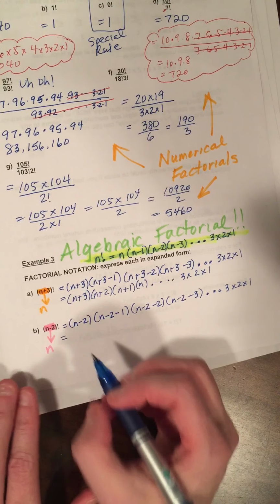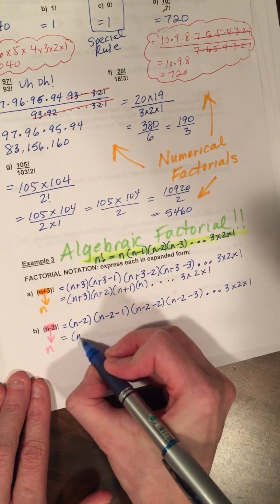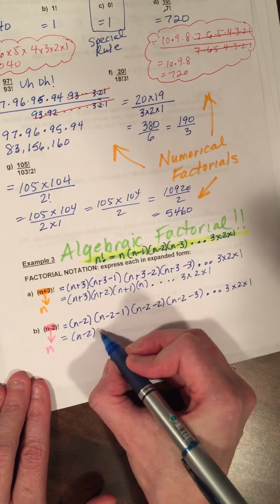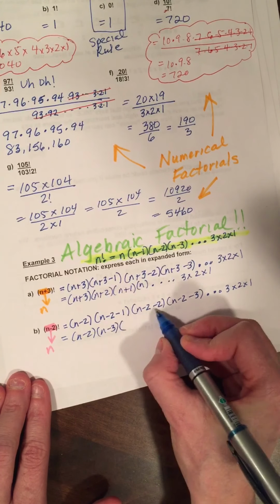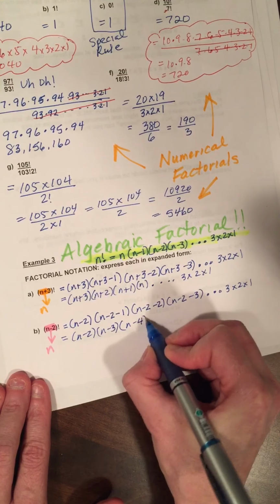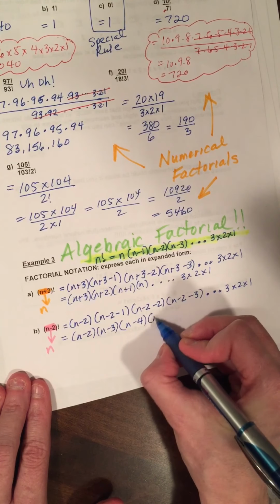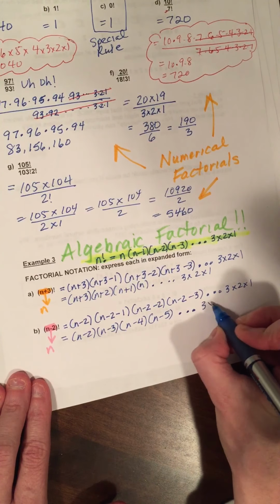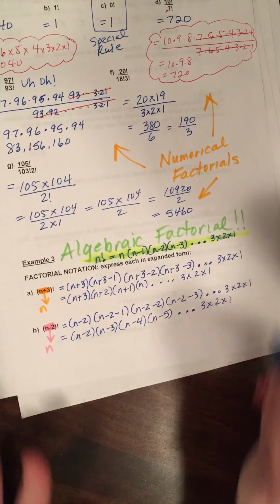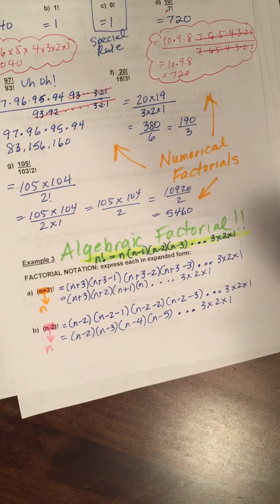So a couple of the brackets need some cleaning up. First one doesn't. Second one does. Negative 2 minus 1. Negative 2 minus 2. Negative 2 minus 3. Dot, dot, dot. 3 times 2 times 1. Beautifully situated. Perfect. Now, can I ask you to just notice something and then we'll talk about it later?